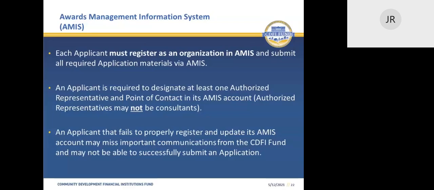An applicant that fails to properly register and update its AMIS account may miss important communications from the CDFI Fund or may fail to submit an application successfully. I will now turn the presentation back over to Tanya to go over the application.